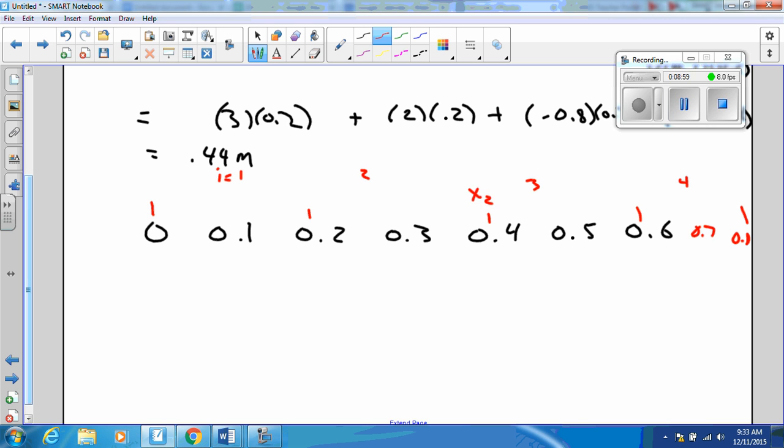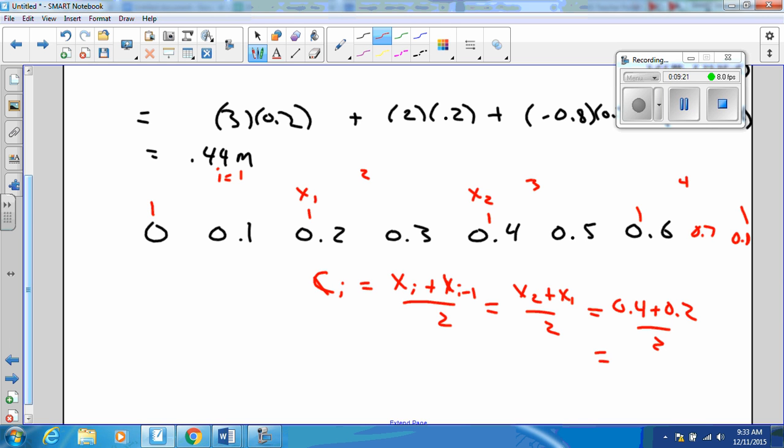And x sub i is going to be x sub 2, and x sub i minus 1 is going to be x sub 1. So according to the formula, c_i is equal to x_i plus x_i minus 1 over 2. That should be then x2 plus x1 over 2, which is 0.4 plus 0.2 over 2, which is exactly 0.3. There's c2 right there. It is the midpoint of the interval x_i minus 1 to x_i.